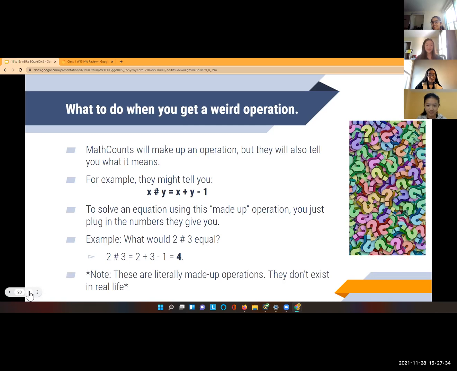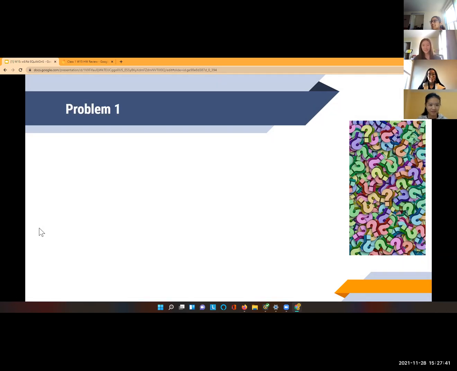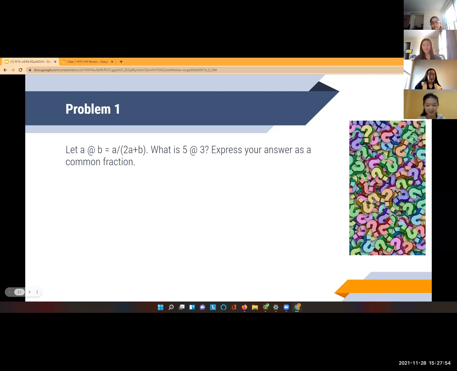Note, these are actually just made up. They're not real. So if you try to use this on some other problem, it's going to be wrong. All right, so in problem 1, we have our operation being the @ symbol, which someone actually put in the chat. In this problem, A at B equals A divided by 2A plus B. The question asks, what is 5 at 3? Express your answer as a common fraction. Go ahead and try it on your own.